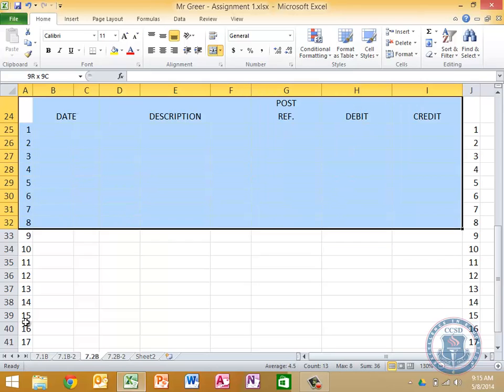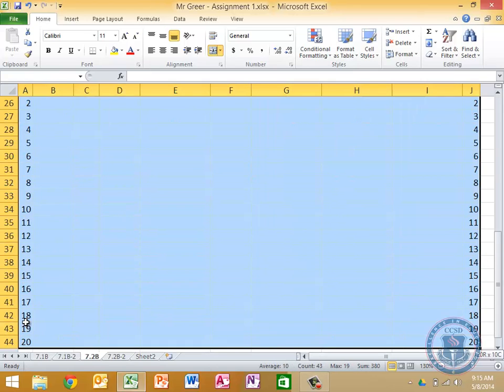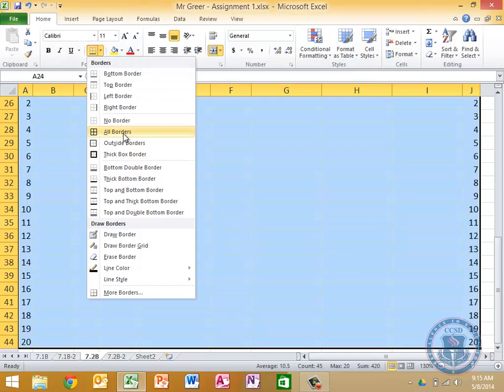Then I'm going to highlight all this area, and I'm going to throw borders on all of it, just so I can have borders, because we're going to need some lines. All borders.